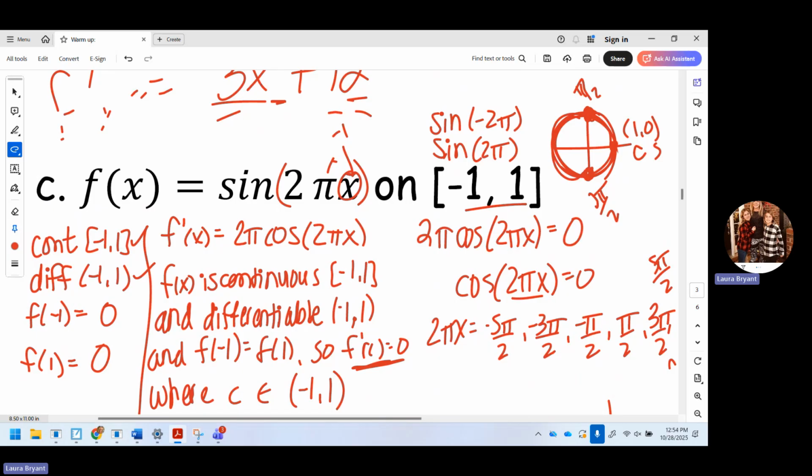And then in the end, I'm only going to keep the ones between -1 and 1. So hopefully I made my list of numbers big enough. In fact, I think I made it too big. So that gives me all the possibilities. Then I have to divide both sides by 2 pi to get x by itself.